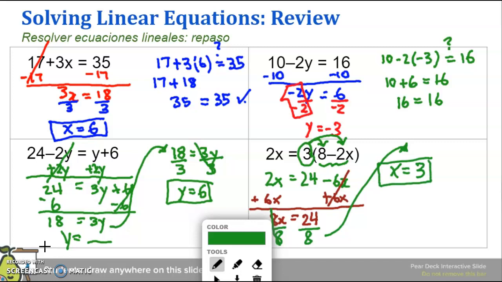And as usual, I should be going back to the original equation, substituting the 3 back to see if this is indeed the solution, but I am not going to do that right now.